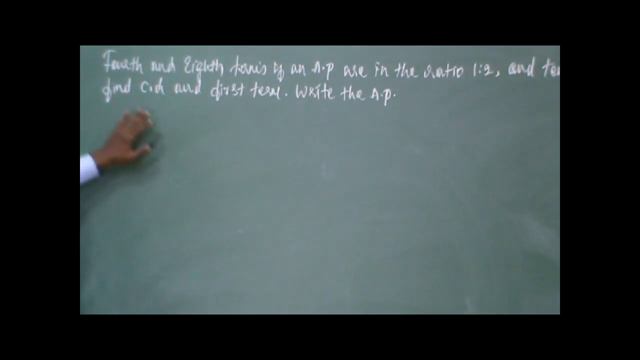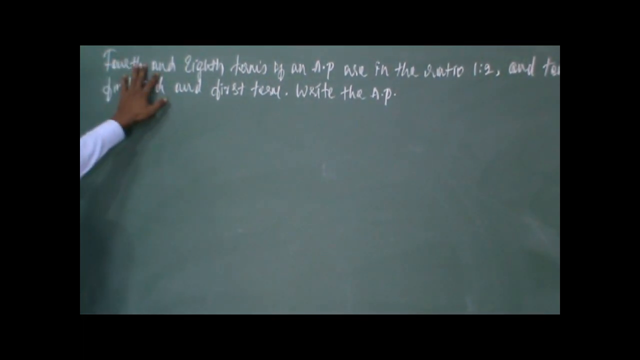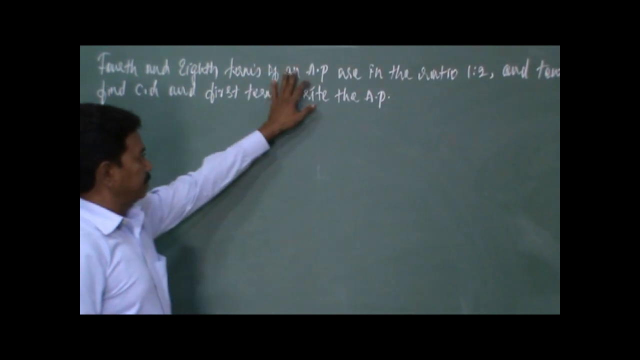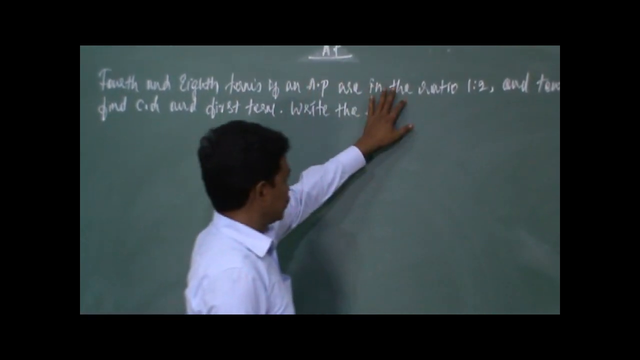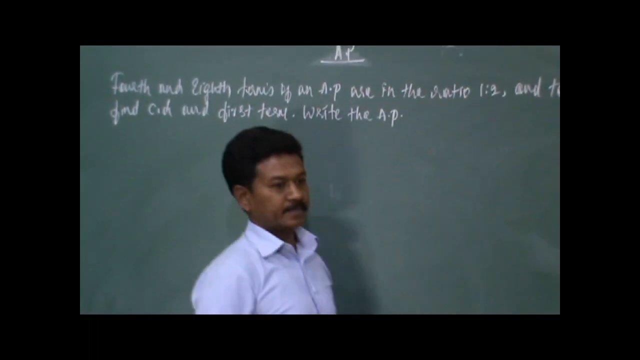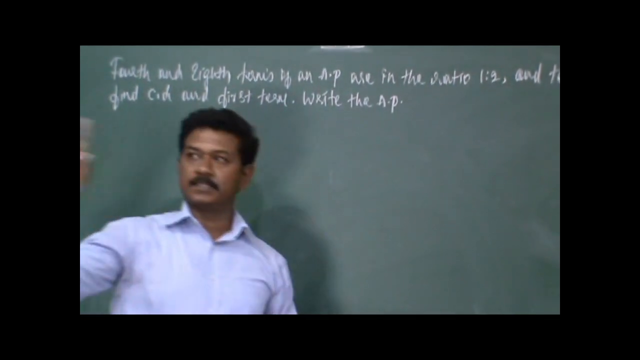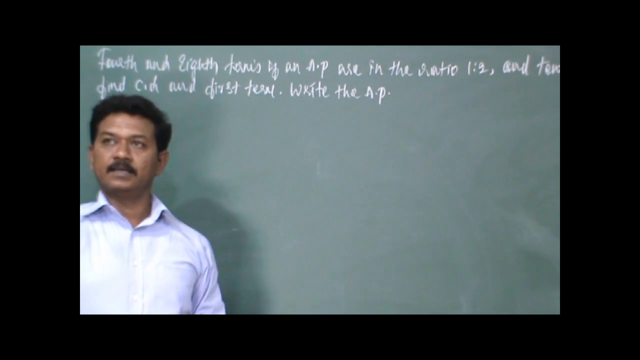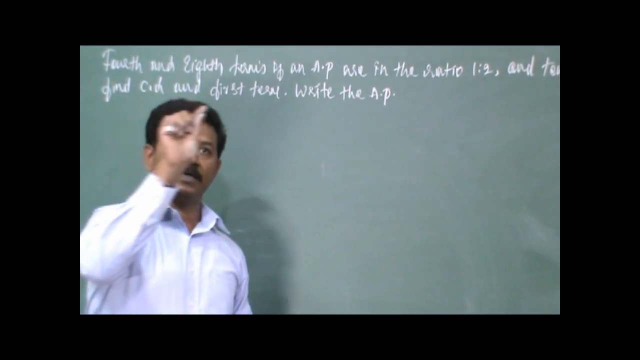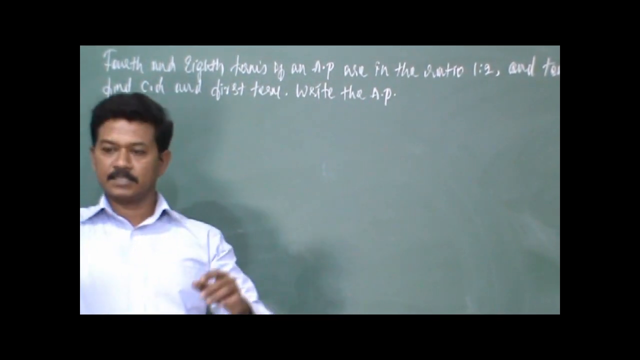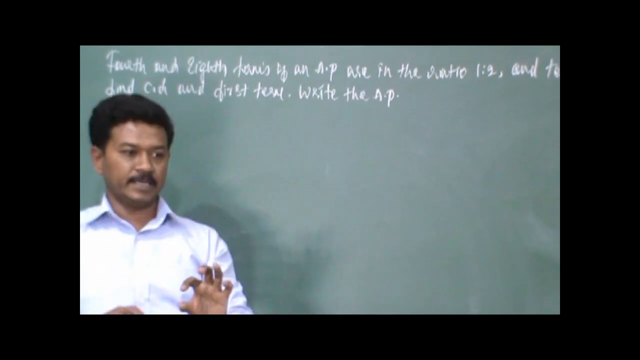The problem goes like this: the 4th and 8th terms of an AP are in the ratio 1:2. So imagine an AP. There is some AP. There is the 4th term, and 5th, 6th, 7th, 8th term. The 4th term is taken down. The 8th term is also taken down.